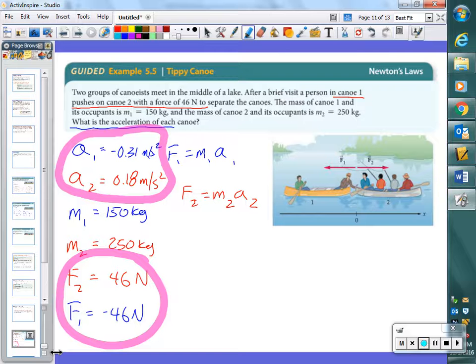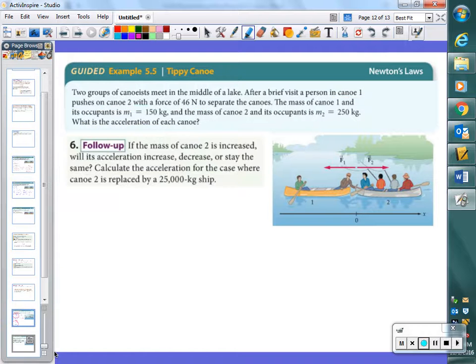Good with those two numbers right there? All right, so real quick, the next question is sort of a conceptual question to follow up on this one. Okay? Let's say, in the follow-up question, canoe 2 was replaced with a big, huge tanker. Right? Most of us would probably see that canoe 1, when it pushes on the tanker, moves backwards, right? It does.